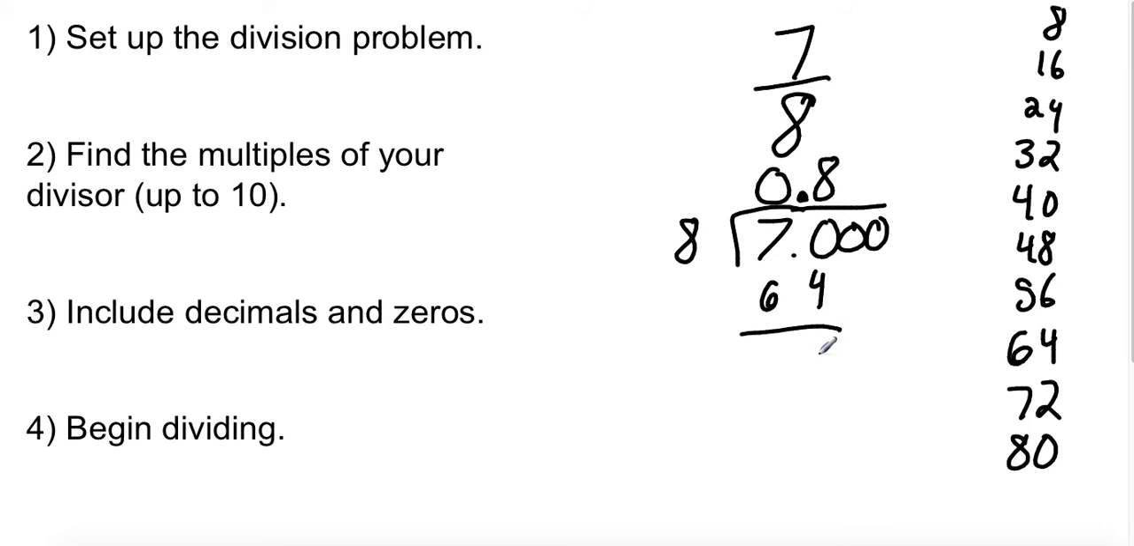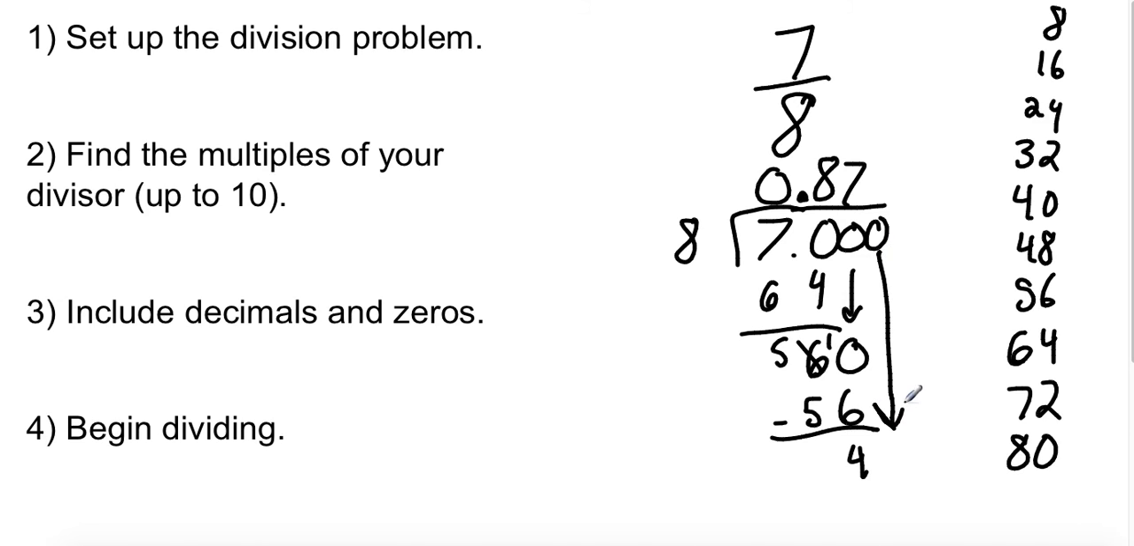I do a little bit of subtraction. I get a remainder of 6. I bring down a 0. 8 can go into 60. Let's check. 1, 2, 3, 4, 5, 6, 7, 8. I'm sorry, this should only be 7 times. So 8 times 7 is 56. And I get a remainder, once I do a little bit of borrowing, of 4.